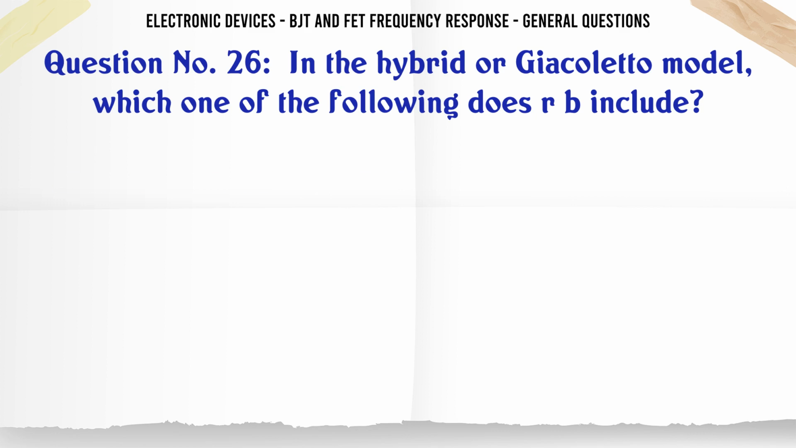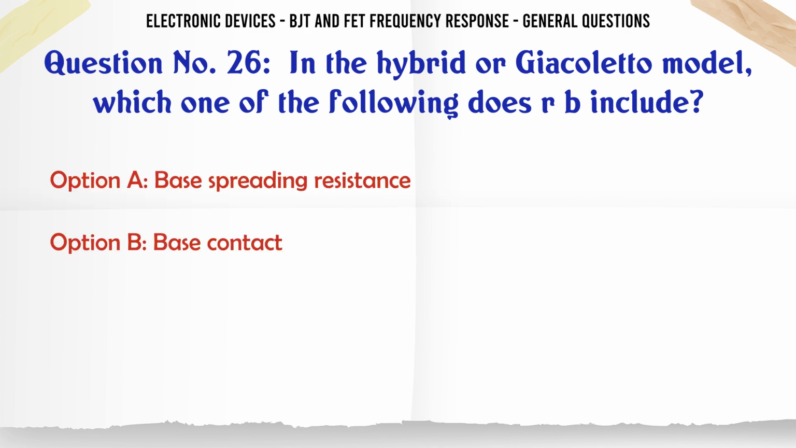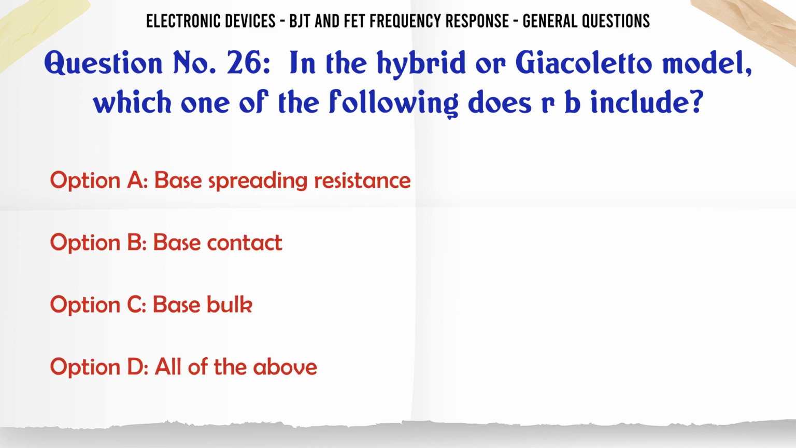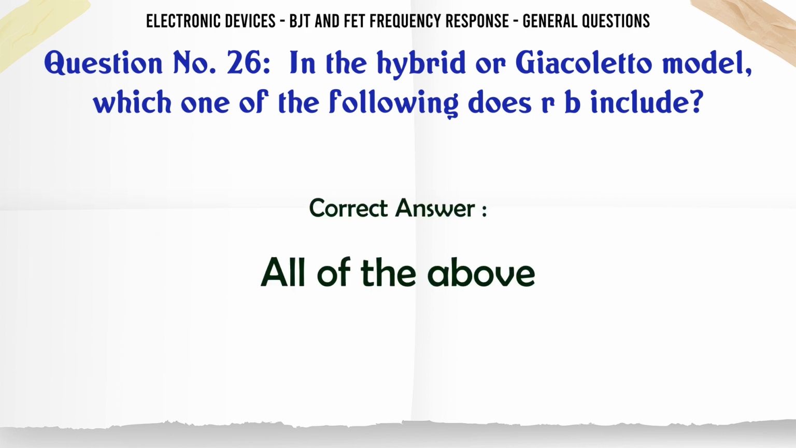In the hybrid or Giacoletto model, which one of the following does RB include? A. Base spreading resistance, B. Base contact, C. Base bulk, D. All of the above. The correct answer is all of the above.